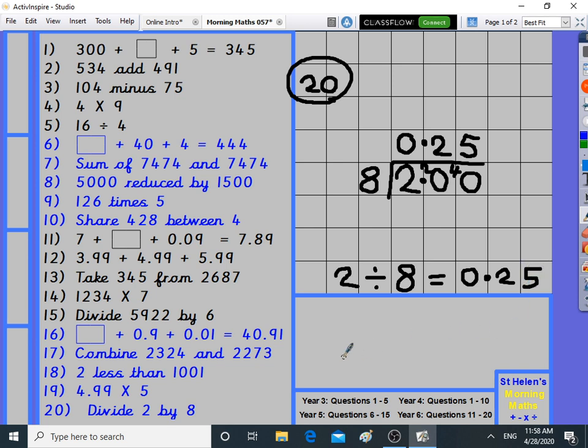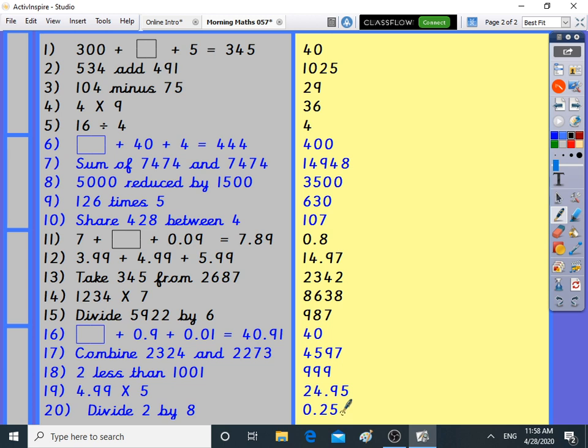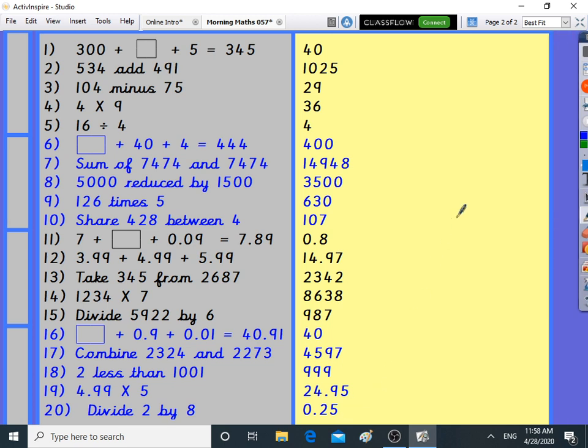So be very careful with the order of the questions. This one was divide 2 by 8. Okay, let's have a look at the answers. The last one should be 0.25, and you can see how you've done.